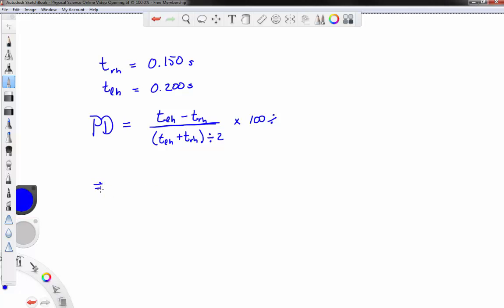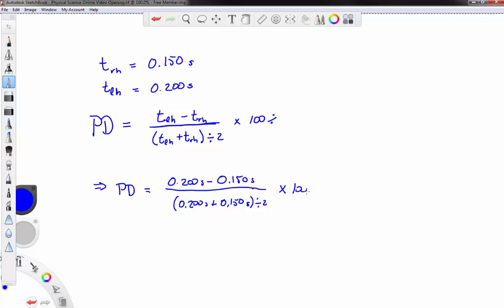So therefore we can write that the percent difference is 0.200 seconds minus 0.150 seconds divided by 0.200 seconds plus 0.150 seconds divided by 2 times 100%. Okay, so let's go ahead and consider what our order of operations is.